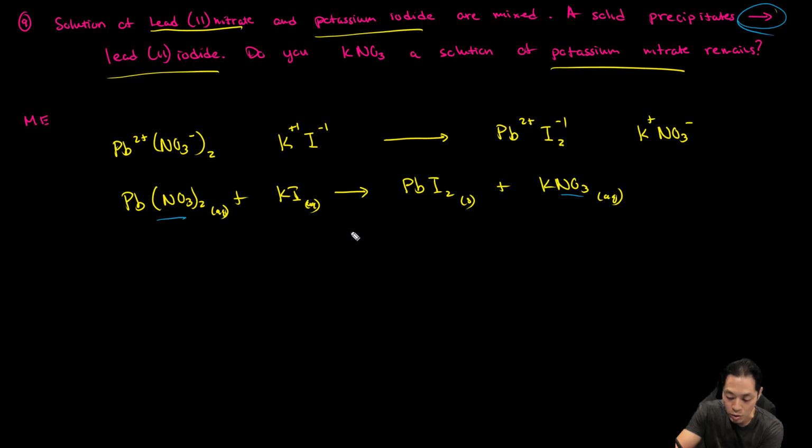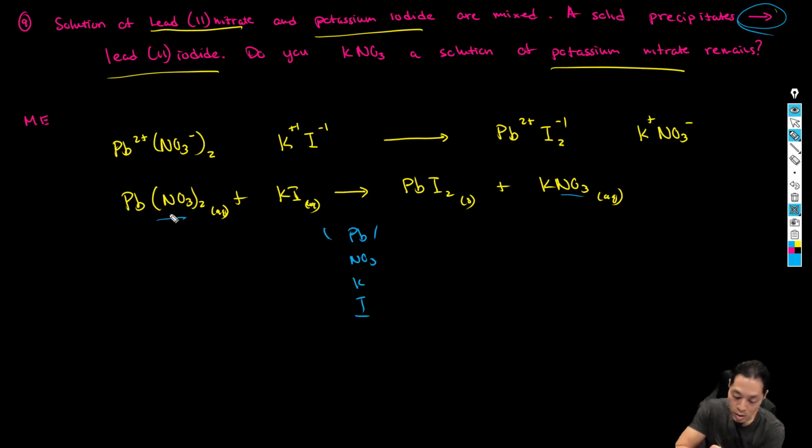So lead nitrate, potassium iodide. Let's look it up. 1, 1. I have 2 here and 1 here, so I need to put a 2 in front of it, which changes to 2. I have 2 potassiums on the right, so I need 2 potassiums on the left. And then I have 2 iodines and 2 over here. So it's balanced now. This is our molecular equation.